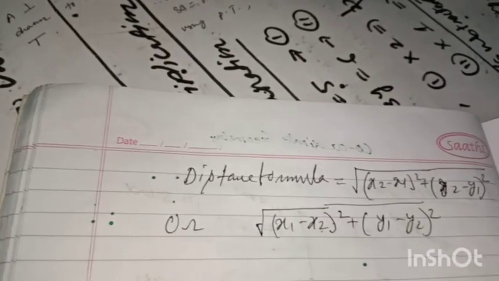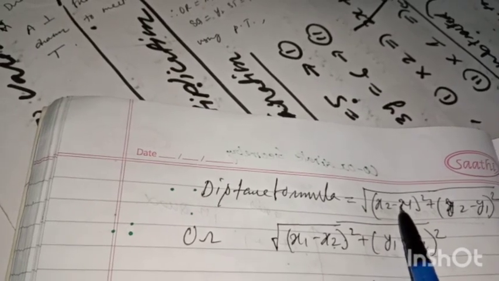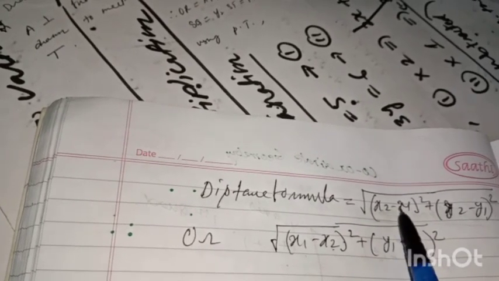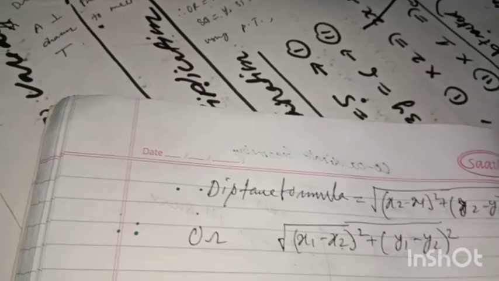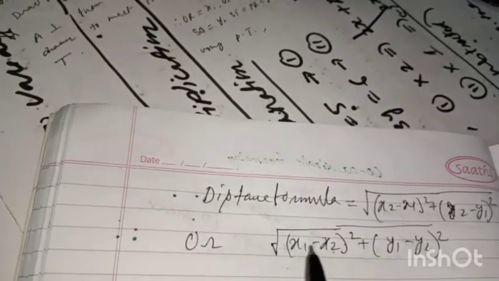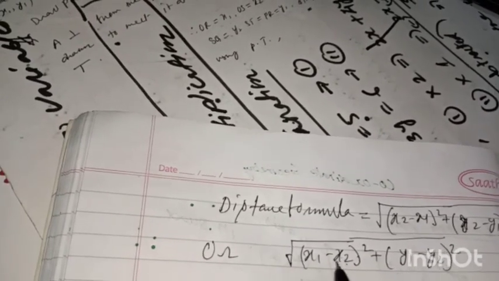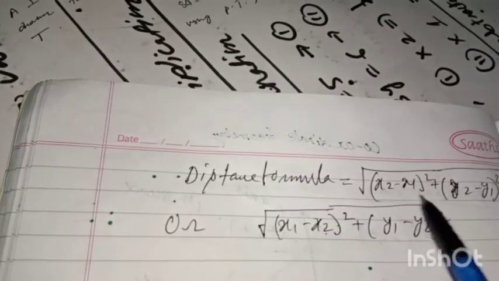Suppose for example X2 is 4 and X1 is 1. Then 4 minus 1 is what? X2 is 4, X1 is 1. 4 minus 1, 3. 3 square is what? 9. Okay. Now you see X1 minus X2. X1 is what? 1. And X2 is what? 4. 1 minus 4 what? Minus 3. And minus 3 square is what? Again 9.